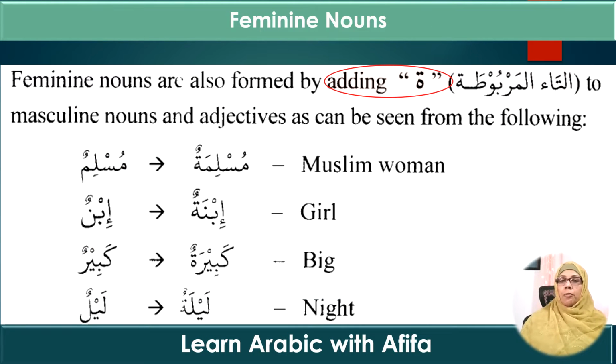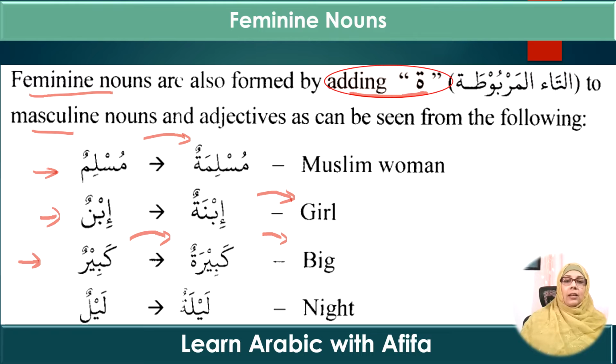Let's do a quick review that feminine nouns can also be formed by adding this ta marbuta to masculine nouns and adjectives. Let's take a look at a few examples. So Muslimun becomes Muslimatun, right? A Muslim woman. Ibnun becomes Ibnatun, which is a girl. Kabirun becomes Kabiratun, which means big. Laylun becomes Laylatun, which is night.